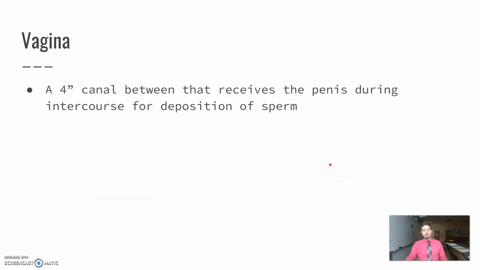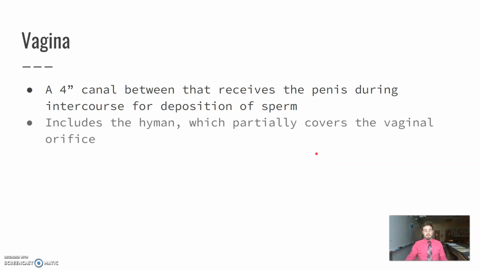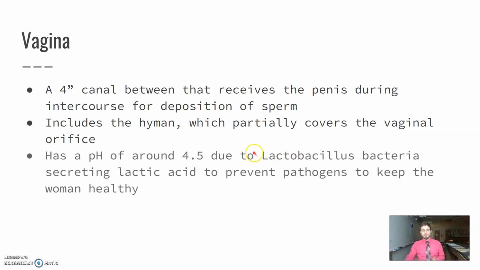Then we have the 4-inch canal, the vagina, that's going to receive the penis during intercourse for the deposition of sperm. Within the vagina, you're also going to add in the hymen, which is a membrane that's going to partially cover the vaginal orifice. One common misconception is people believe the hymen completely covers the vagina, and that's how you get the cherry popping that was used way back in ancient Europe to check for the virginity of a female. That's actually not completely true.